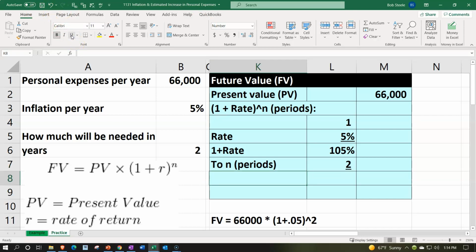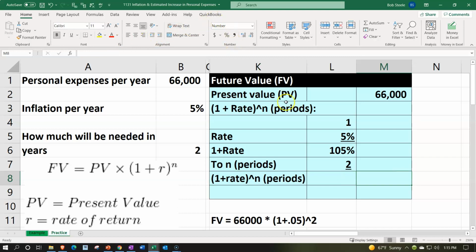Going to underline that by going to the Home tab, number group, underline it. And that's going to be our total here, which is going to be, I'll type that out again. It's going to be 1 plus the rate. And then we take that to Shift 6, the n periods. And then I put in periods here. And that's going to be in the outer column now.